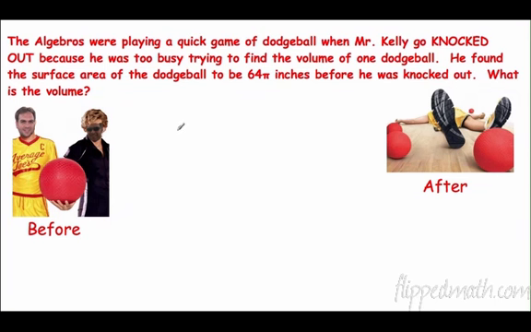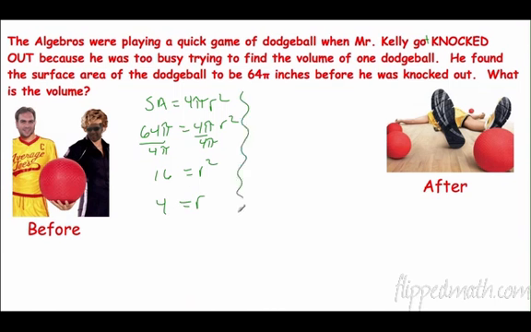Nice. The algebra was playing a quick game of dodgeball when Mr. Kelly got knocked out. Boom. Because he was too busy trying to find the volume of one dodgeball. He found the surface area of the dodgeball to be 64 pi inches before he was knocked out. What is the volume? So we know the surface area, 4 pi r squared. All right, plug it in. 64 pi equals 4 pi r squared. Divide by 4 pi so we can get our radius by itself. R squared equals 16. So our radius is 4.